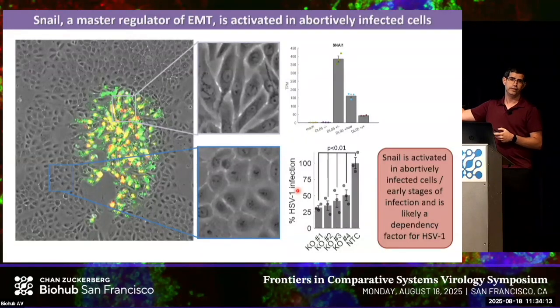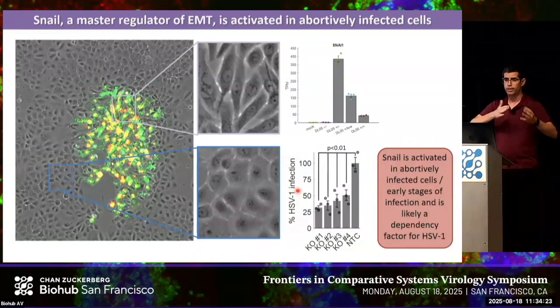So snail is activated in these abortively infected cells, which really tells us it's activated in the early part of the life cycle, and we're just capturing it in these abortively infected cells because they don't turn off the early program to switch to the late one.